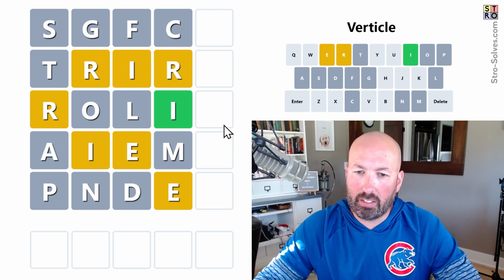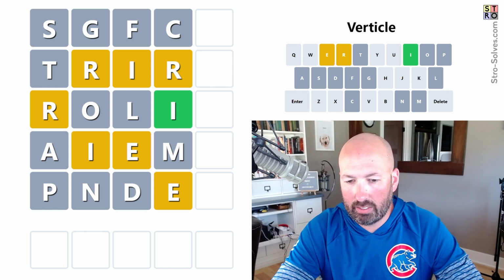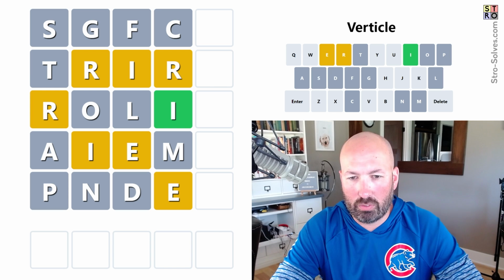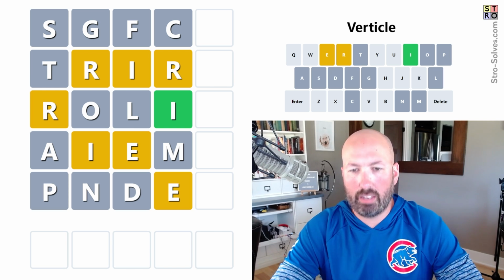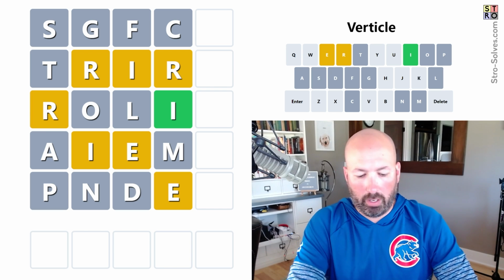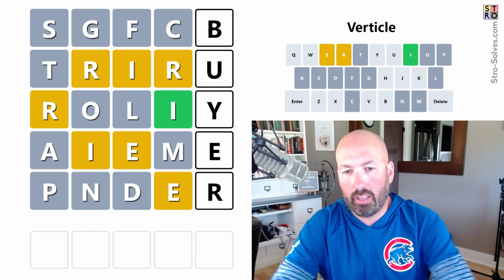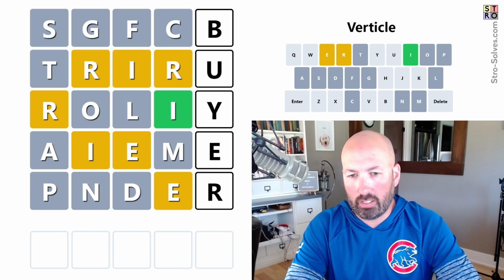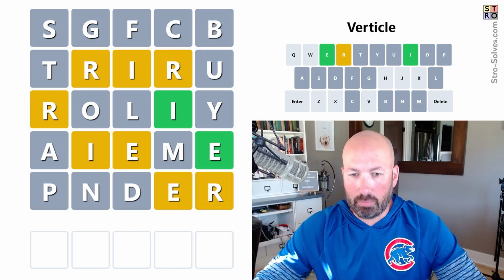The problem is, with an I fourth, what can possibly come at the end? With the letters we have left, there's just not many options for ending letters. I think it's gotta be IE. Okay, here's what I'm gonna do. I'm gonna do buyer. It'll let us check B, U, and Y, and also figure out whether the E or the R is at the end. I think it's the E. We're gonna try that. Okay, so it is the E, which means the R is third.